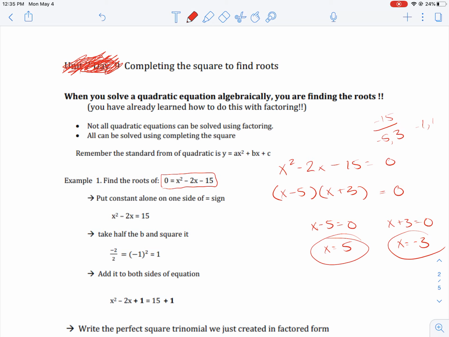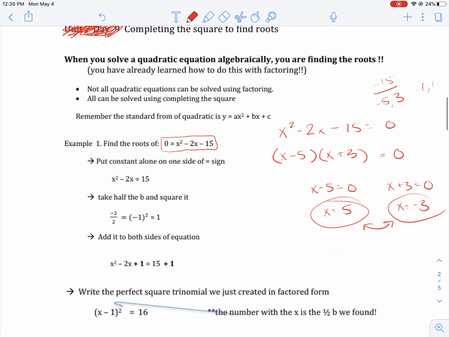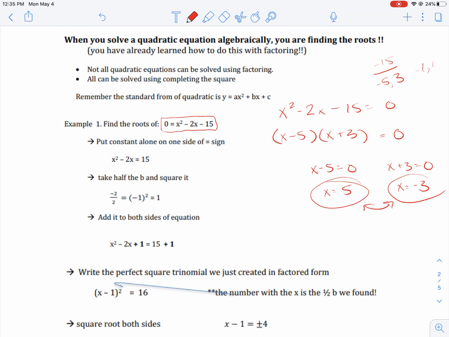So we should get an answer of x equals 5, x equals -3. Let's see if we can do that. So when completing the square, your first step, we got to remember too, this is big: don't forget what your standard form looks like, because we got to remember what these a, b, and c values are. In this case, we want to put our constant on one side. Our constant is always that c value, whatever is not associated with some sort of x.